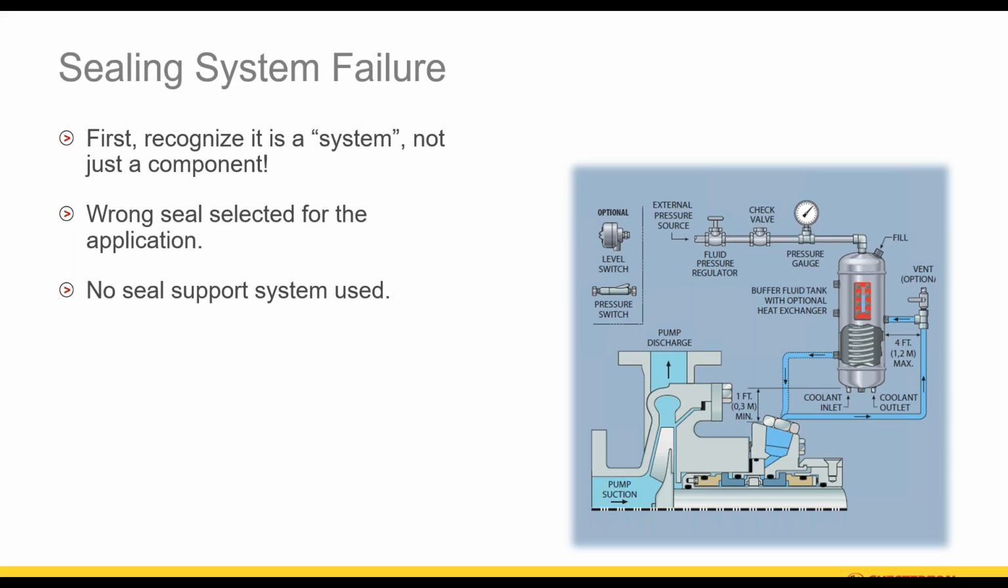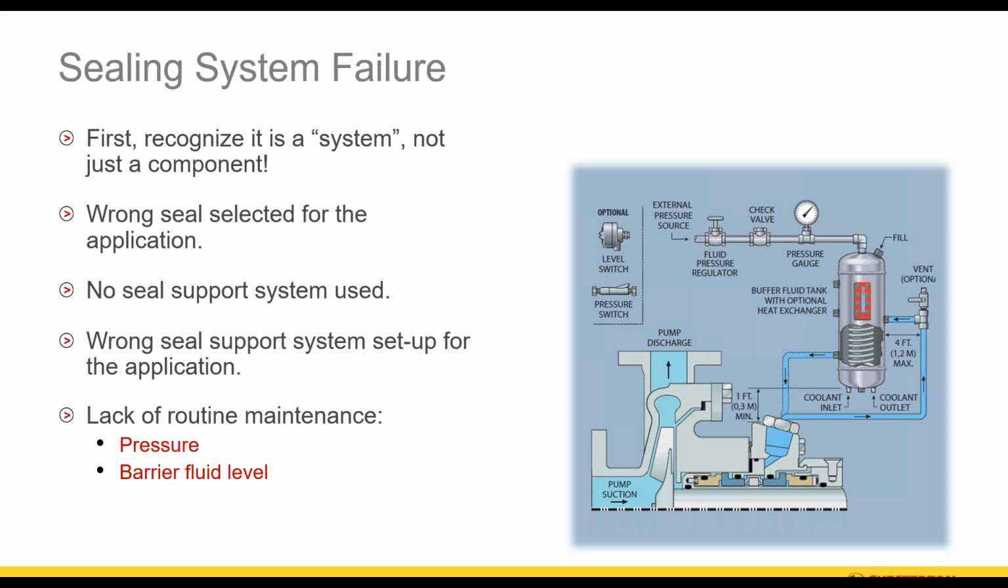I've seen many customers who, because of the maintenance of the barrier fluid systems needed for double seals, neglect them, and then the double seal fails. Or is the wrong seal support system set up for the application? We see this a lot of times. And then a lack of routine maintenance.